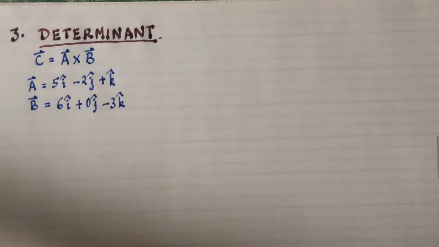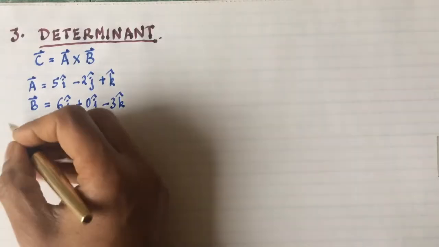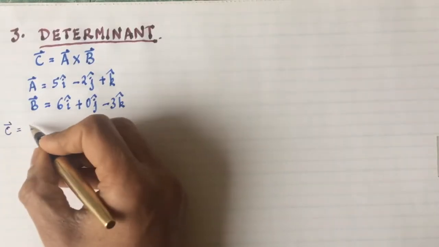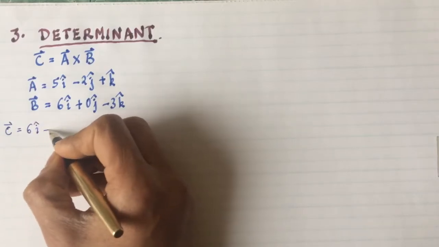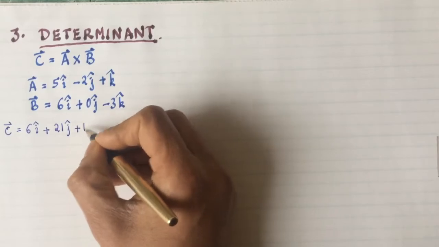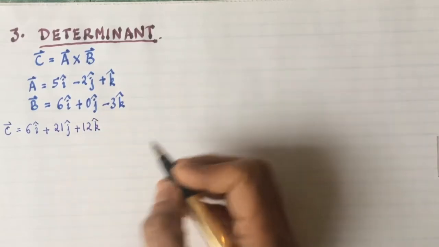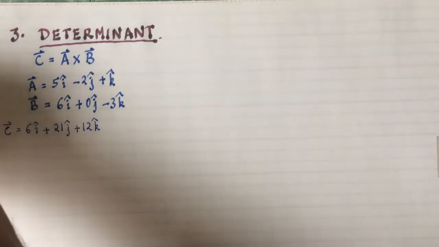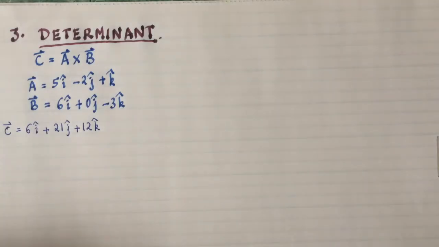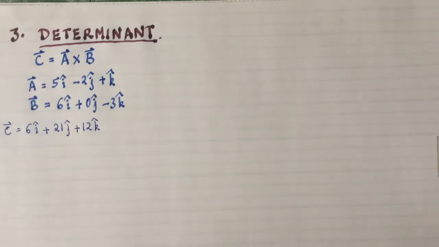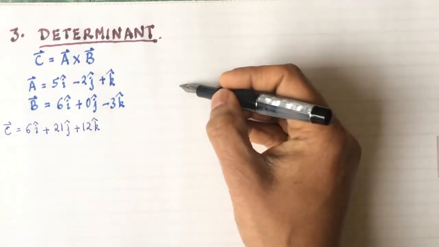Just for reference, let me copy down the result I got from the second method. I got the answer to be 6i hat plus 21j hat plus 12k hat, and we're going to try to get the same answer using the method of determinants. So the determinant of a matrix is defined like this.